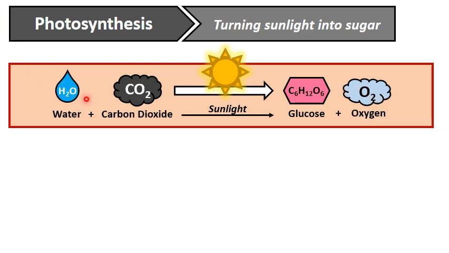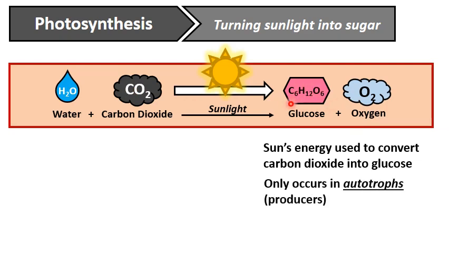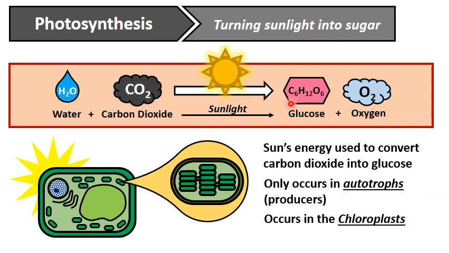Okay, so what's going on here is the sun's energy is knocking off high energy electrons, which can then be harnessed in the building of carbon dioxide into glucose. So it's pretty cool. We can take something really simple with one carbon and convert it into something with 6 carbons that can be used for energy. The only organisms that do this are what are called autotrophs. Autotroph means self-feeder, so they're also known as producers, so things like plants and photosynthetic bacteria. And this occurs in the chloroplast. So animals don't do this.